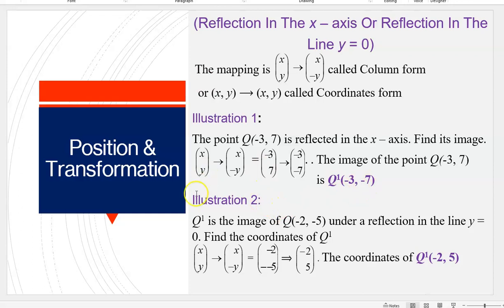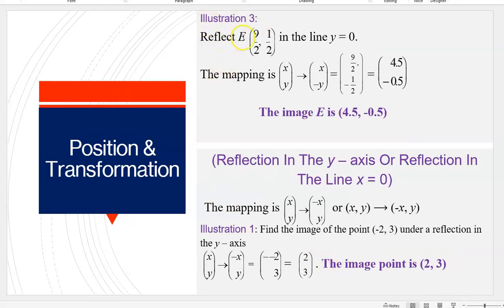Illustration 2. Q1 is the image of Q(-2, -5) under reflection in the line y equals 0. Find the coordinate of Q1. We will still substitute negative 2, negative 5 into the mapping. We're going to have (-2, -(-5)), because in the mapping, y is negative, and in the question, y was also negative. That is why we have negative, negative. And this will give us (-2, 5). Because of the negative, negative, it tends to be positive. And therefore, the coordinate of Q1 is (-2, 5).